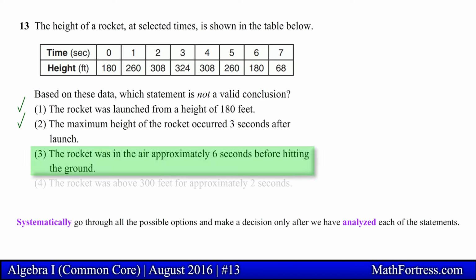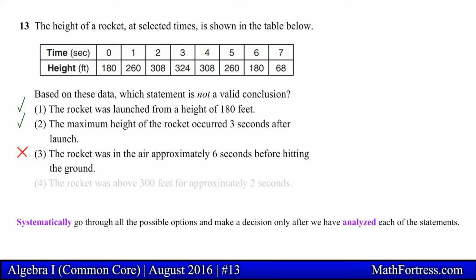Option 3 reads, the rocket was in the air approximately 6 seconds before hitting the ground. Taking a look at the height 6 seconds after launch, we see that the height is equal to 180 feet. This means that the rocket is still in the air at this time. After 7 seconds, we see that the rocket is still in the air at 68 feet. It seems that this statement is not a valid conclusion, since none of the data seems to support it.